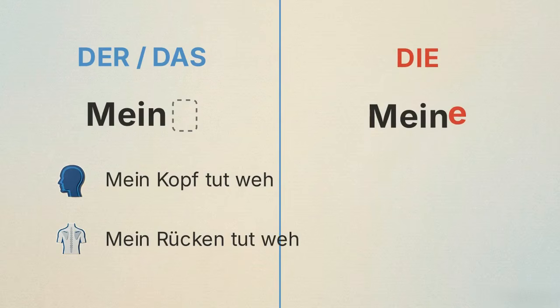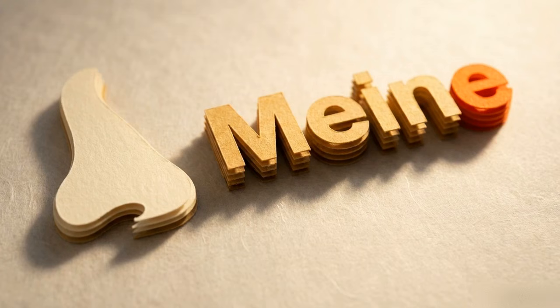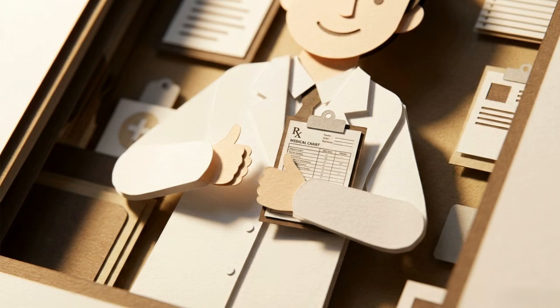For feminine parts, add an e to the pronoun, making it meine. For instance, if your nose hurts, you would say meine Nase tut weh. Using this structure correctly shows the medical staff that you can accurately apply German gender rules to your symptoms.